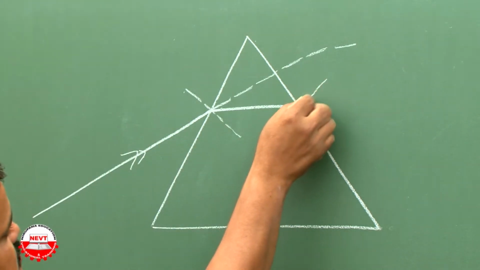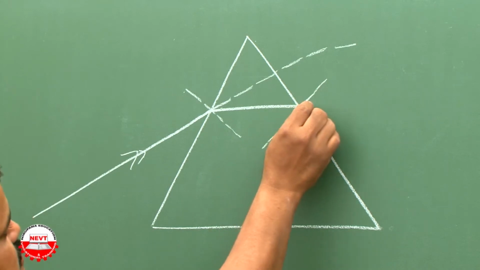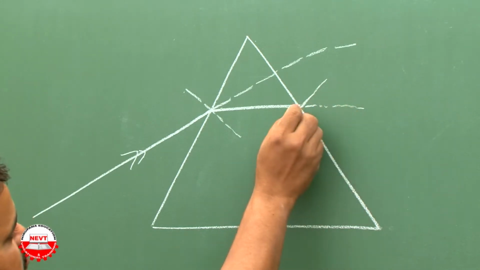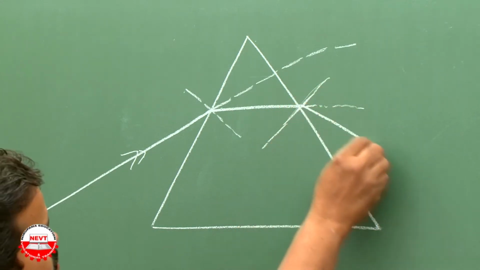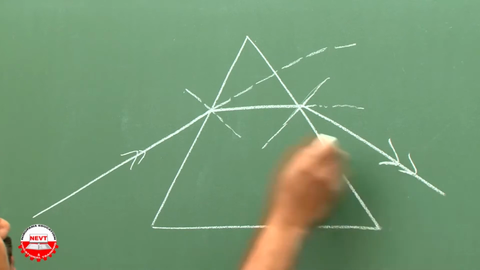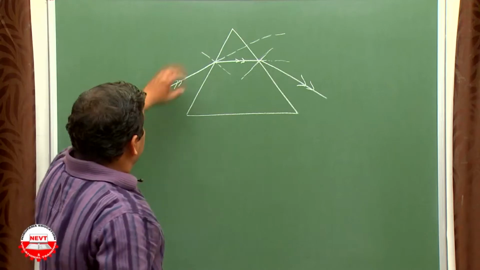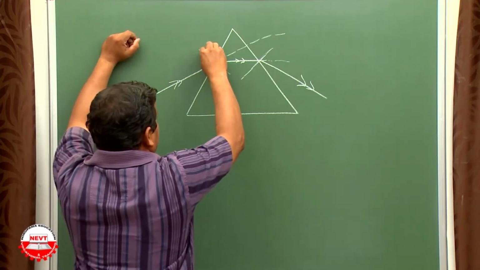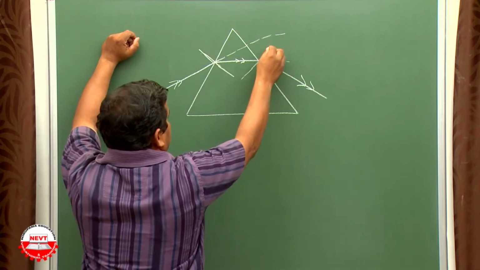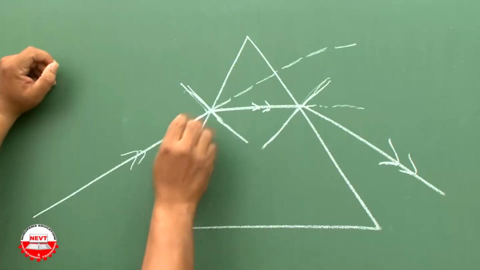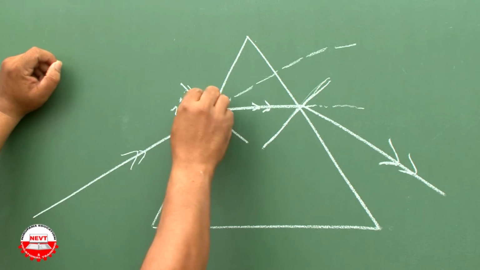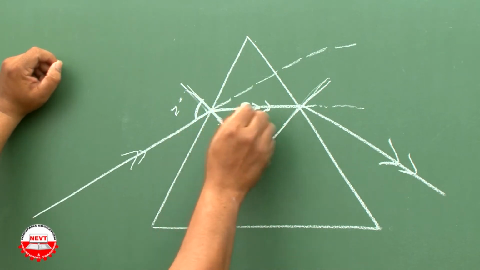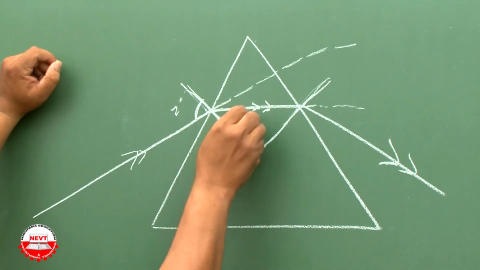As this is the normal, instead of travelling like this, it will bend away from the normal. This is the normal. This is the angle of incidence. This is the normal, this is the refracted ray, so this is the angle of refraction.